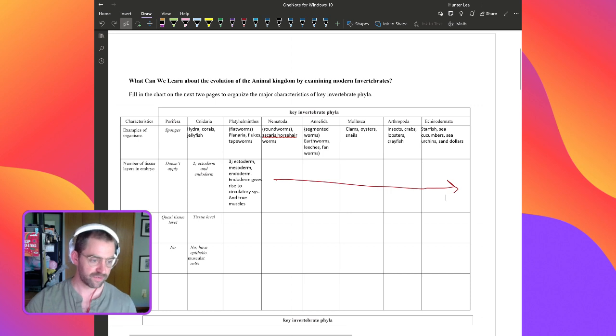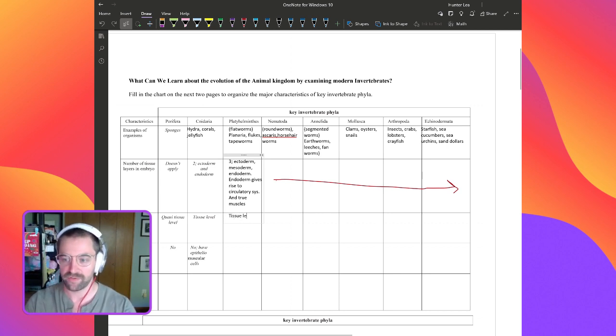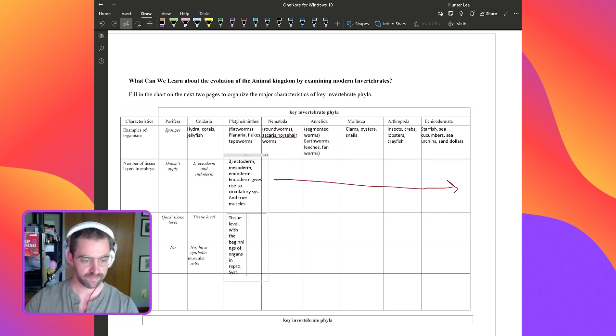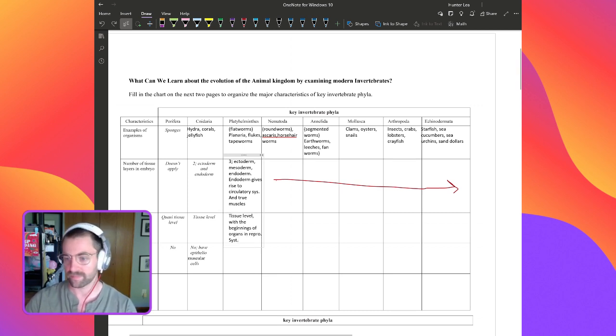All right, so now we have tissue versus organ level development. In Porifera, those sponges, we have a quasi tissue level. It's not a true tissue as we would recognize it. And in Cnidaria, we have tissue level, true tissues. Platyhelminths, we have tissue level with the beginnings of organs in the reproductive system. And then by the time we get to nematoda, we have true organ development.